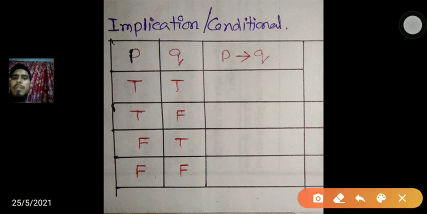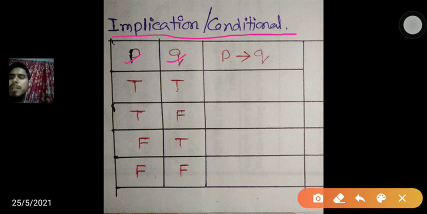So first, this table you see, this is implication, or you can say conditional. In implication or conditional, what happens? This is the P statement, here it is the Q statement, and this symbol indicates the conditional symbol, that means the implication symbol. Same as last class, in P you write two true and two false, and in Q you write true, false, true, false.